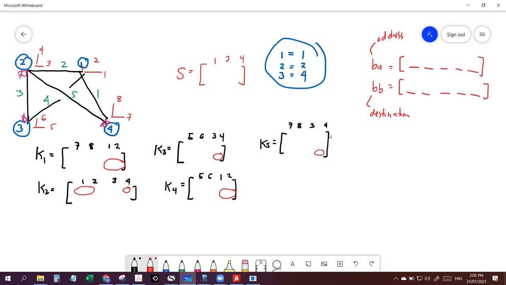Then what is it? It is still a matrix, so it is a sub-matrix. For member 1, what is my BU, the address? What I will take from member 1 is the 3rd and 4th element, so that will be 3, 4. And for member 2, the address is 1, 2, and 4, so this will be 1, 2, 4. For member 3, the 4th element. For member 4, the 3rd and 4th. And last, for member 5, the 4th element.